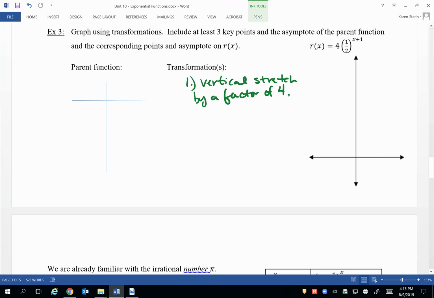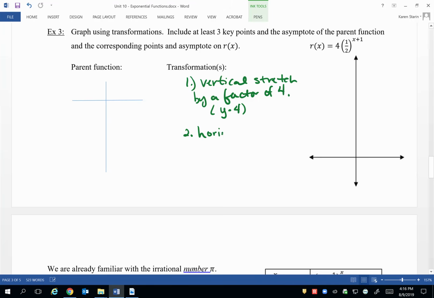So that's naming the transformation. What is the operation we do? We take the y value and we multiply by 4. The other transformation is a horizontal transformation. And because it says x plus 1, remember that's a horizontal shift left 1 unit.